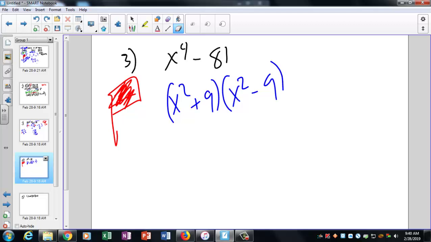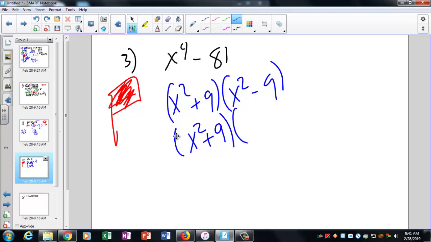X squared plus 9, that does not continue. That just stays the way it is. All right. X squared minus 9 is the difference of two squares. Don't force this. Don't force that. I see a lot of people who force x squared plus 9. You know what I mean?